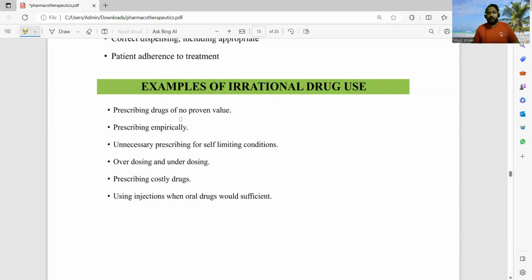Prescribing drugs of no proven value, prescribing empirically, unnecessarily prescribing for self-limiting conditions, overdosing and underdosing, prescribing costly drugs, and using injections when oral drugs would be sufficient.